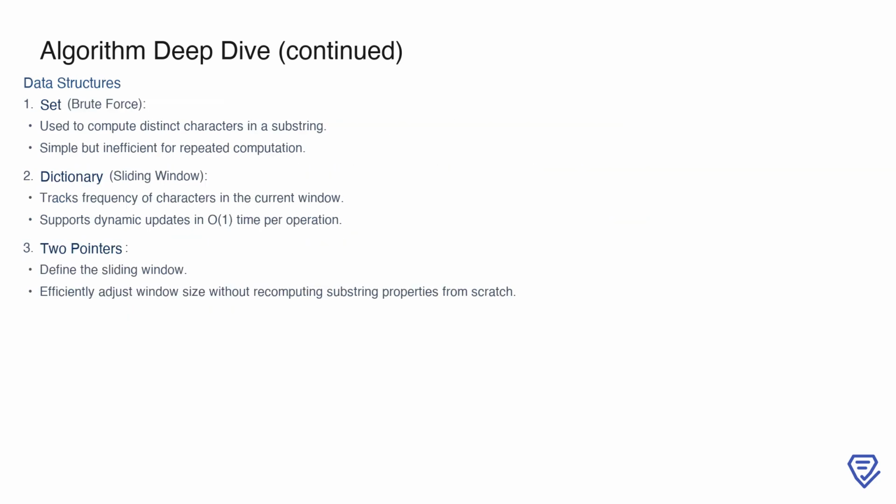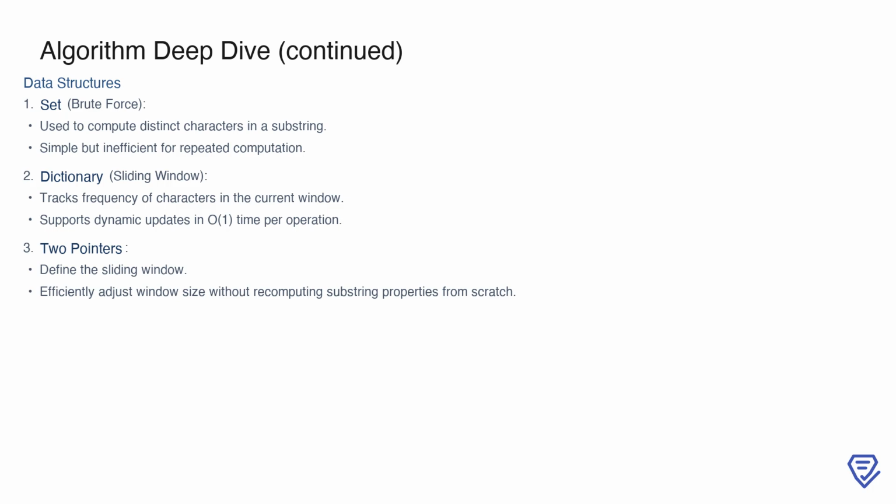The choice of data structures plays a critical role in the efficiency of these algorithms. In the brute force method, a set is used to calculate distinct characters in each substring. While this is straightforward, it becomes inefficient due to repeated computations. In the sliding window method, a dictionary serves as a frequency map, allowing for dynamic updates in constant time. This makes it possible to adjust the window size without recalculating distinct characters from scratch.